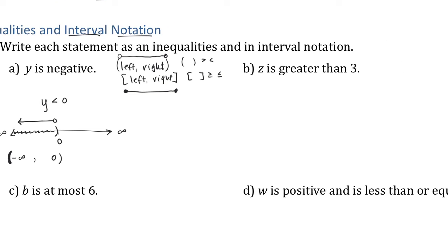Okay, let's try another one. z is greater than 3. So not including 3. So I have 3. You can use a parenthesis there or open circle. Either one is great. Okay, and then in terms of interval notation, I would have my smaller number, the endpoint there is 3. Use a parenthesis because we're not including 3 in our solutions. And then we head off towards infinity.